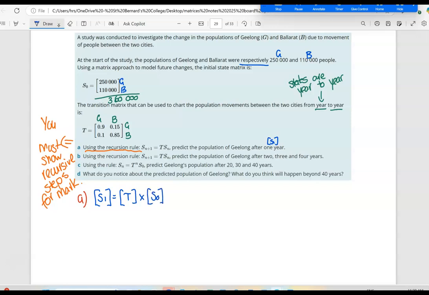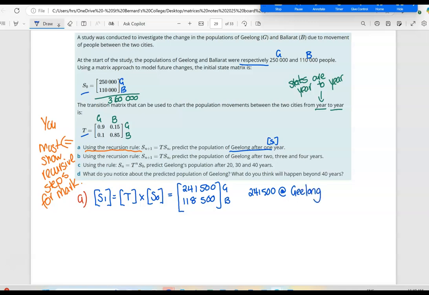Now, you can use the letters because up here, they defined it, didn't they? They said T was that. So that's okay. You don't have to write all the numbers out. Now, if you did that on your calculator, you would have ended up with 241500 and 118500. That's telling me the top number is Geelong and the bottom number is Ballarat. Now, they asked you to say what was in Geelong, so you need to also write a statement to demonstrate that you know. So 241 at Geelong. That's okay if you just do it like that.